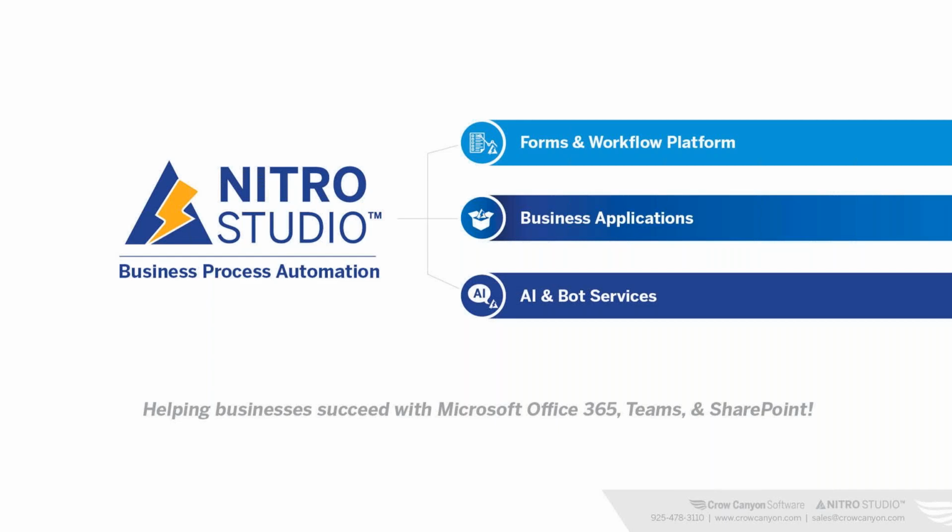Our Nitro Studio runs in Microsoft Office 365, Microsoft Teams, and SharePoint. I want to point out that it doesn't mean just SharePoint Online. We also work in SharePoint 2013, 2016, and 2019 on premises. So it says Microsoft Office 365, Teams and SharePoint, but it's not exclusive to Office 365, and it's not exclusive to SharePoint on premises. We work both in the on premises world of 2013, 2016, 2019, and also in the Microsoft Office 365 space, which of course includes Teams and other elements.